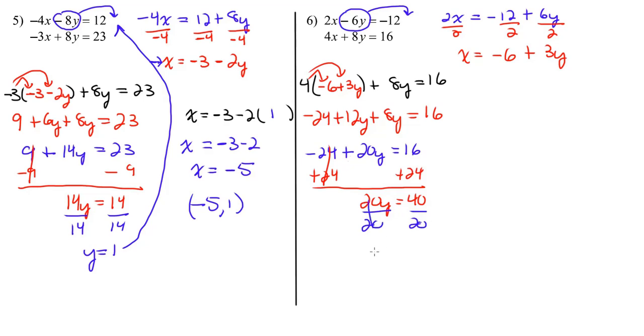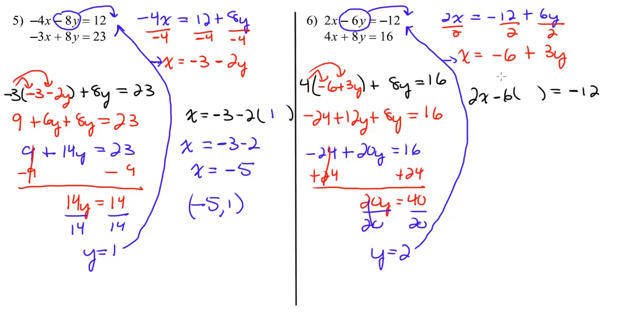And we see that y equals 2. And now that we know that y equals 2, we can take that and substitute that 2 into the original equation or this version. Let's go ahead and do the original equation this time. So we have 2x minus 6 times y equals negative 12. And we know that y is 2. Negative 6 times 2, that's negative 12.